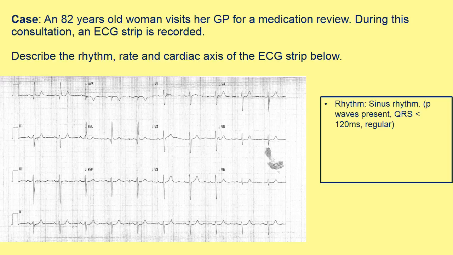Okay, now calculate the rate. So the rate will be 1500 divided by number of small squares. If you count number of small squares there, that's 25. 1500 divided by 25, you get 60 beats per minute.